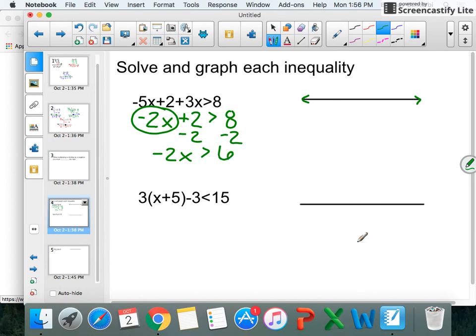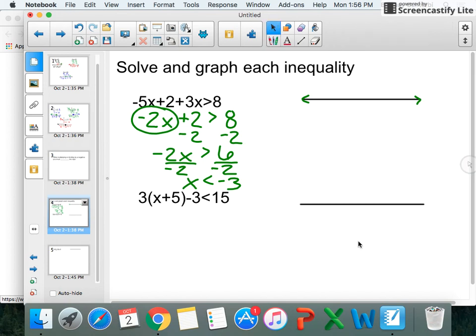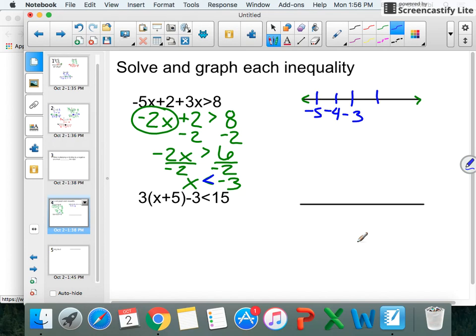And then here's my last step. I'm going to divide by negative 2. So since I'm dividing by a negative, I have to flip my sign. So it becomes less than, and then 6 divided by negative 2 is negative 3. So again, we had to flip the sign here because we divided by a negative. And then that's what I'm going to graph on my line. So I'm going to put my negative 3. And I'm going to have an open dot on negative 3 because it's just less than. And then less than goes to the left.